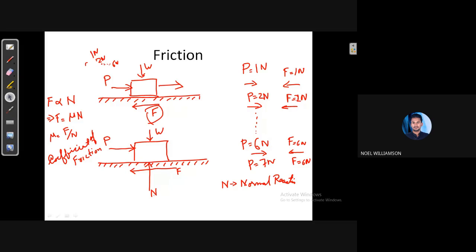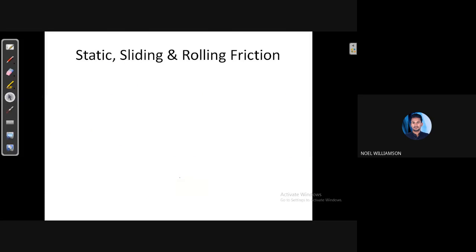Now there are various types of friction. We will analyze each case. That is static friction, sliding friction, and rolling friction. There are some theory parts in this topic, so you have to refer to the notes given to you. For the second module, the theory notes are given like that.